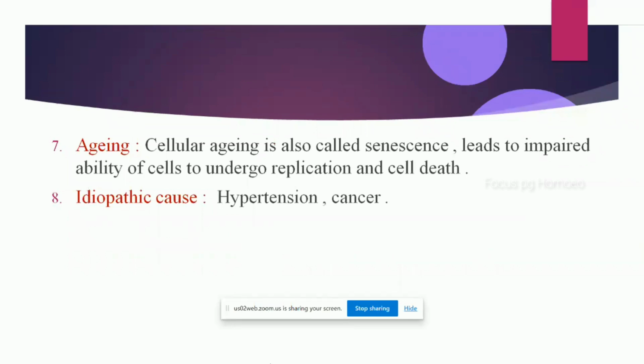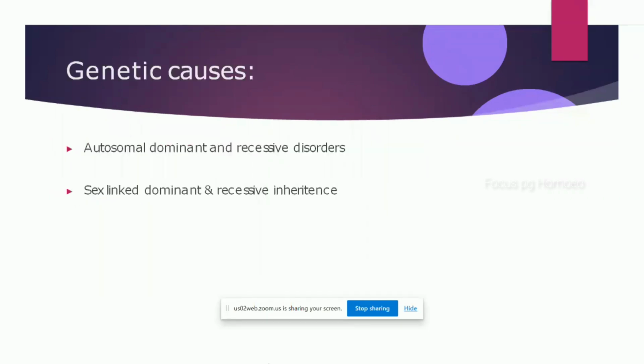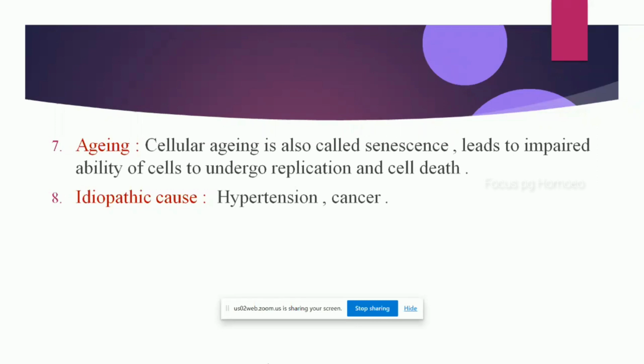Then next one is aging. Cellular aging also causes injury. This leads to impaired ability of cells to undergo replication and repair. Then next one is idiopathic cause, which means hypertension, cancer. These are the acquired causes.